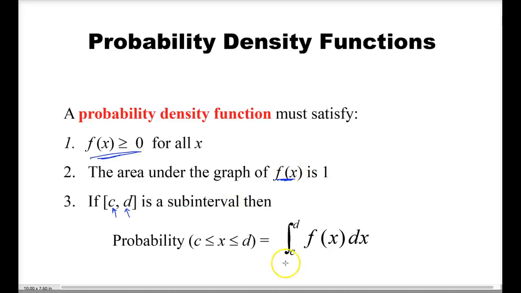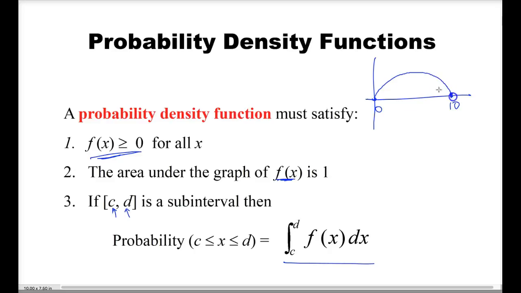If we have that, then how we calculate the probability, or the area under the curve, is simply the definite integral of f of x from c to d. Pretty simple to do. Now, if you actually graphed the function we have, this is kind of what it looks like.